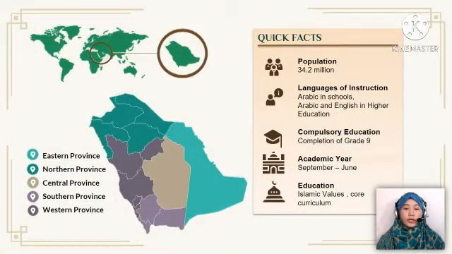Quick facts. According to the General Authority of Statistics, as of 2020, the Kingdom of Saudi Arabia had a population of about 34.2 million. The language of instruction in public school in Saudi Arabia is Arabic. In higher education, Arabic is increasingly being replaced with English, particularly in medicine, engineering, and science. Some universities such as KAUST use English as the sole official language of instruction. All applicants need to demonstrate English language proficiency to be admitted.